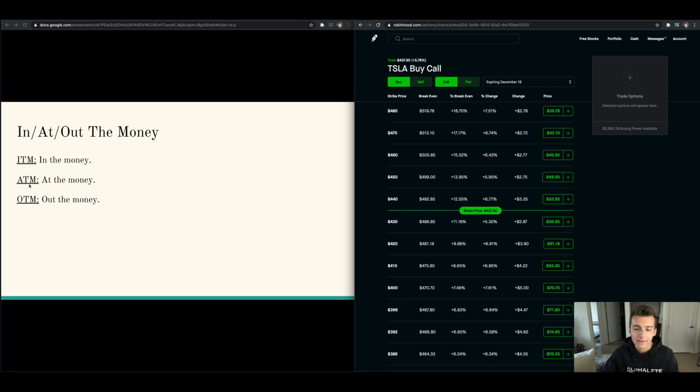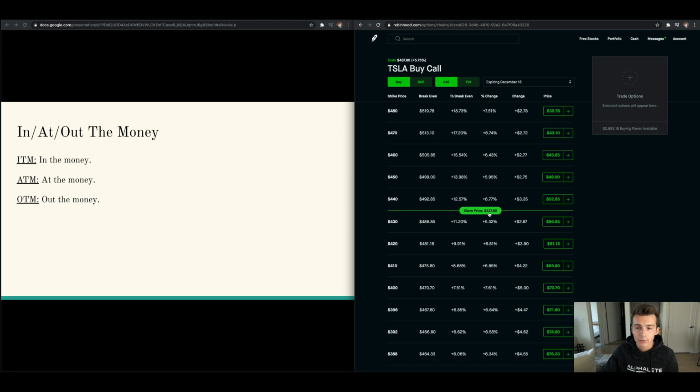At the money is probably the easiest thing. We currently are not at the money. At the money means the share price is at the strike price, okay? Now, this is going to change, but let's say you're looking at the $440 strike price right here. If Tesla was literally at $440 flat, that is at the money.